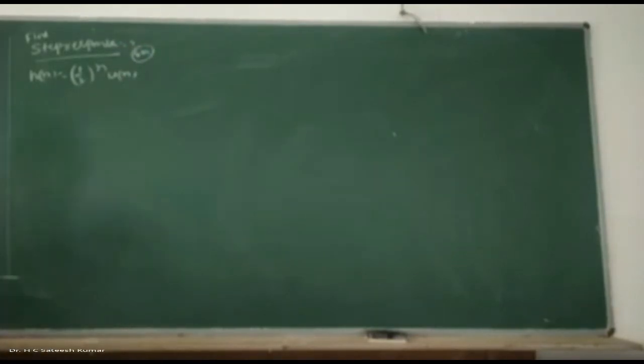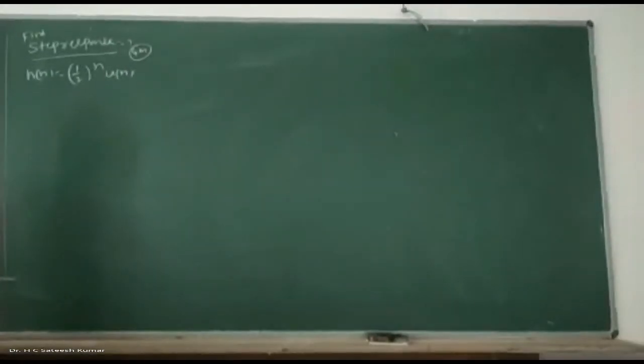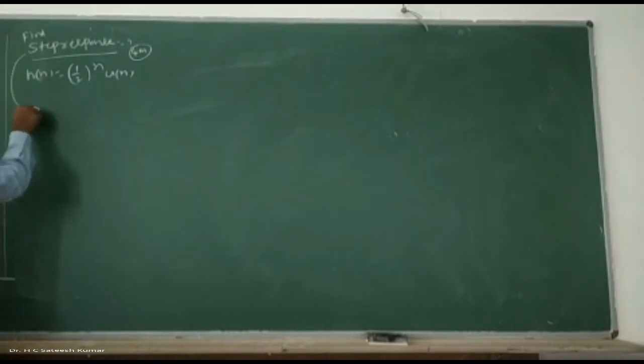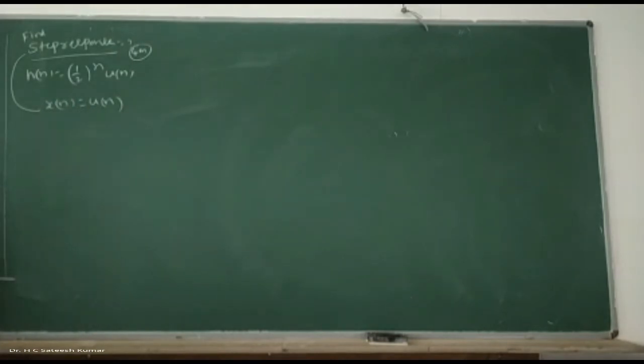Step response. When we say it is a step response, the input is automatically understood to be x of n equal to u of n, because the meaning of step response is the response of a system for the step input. X of n is equal to u of n. So now, what is h of n?